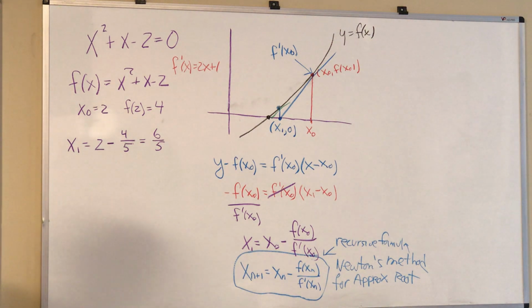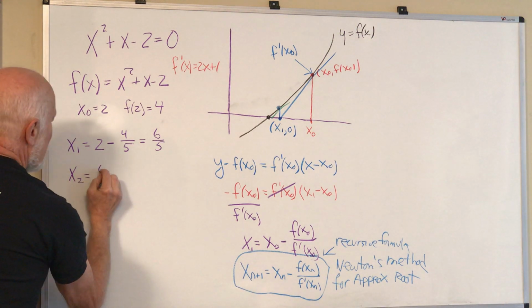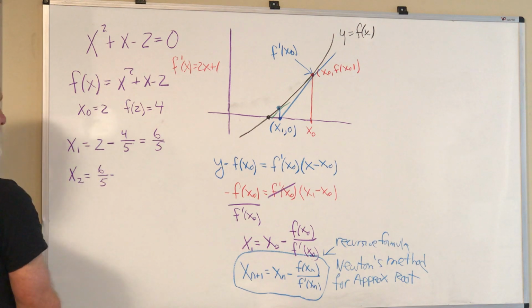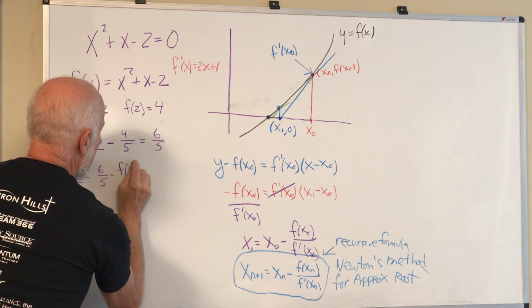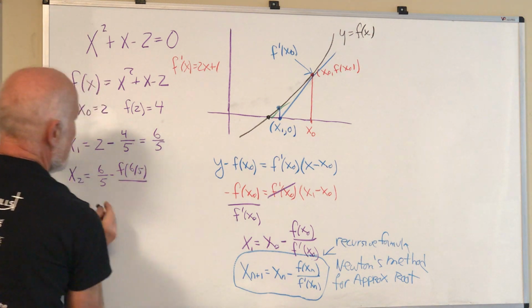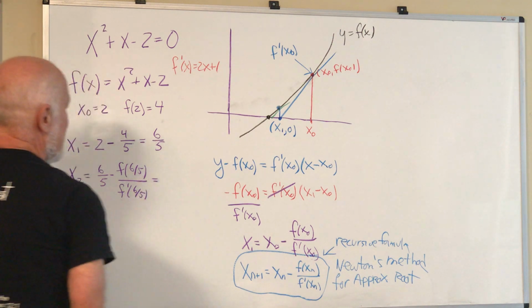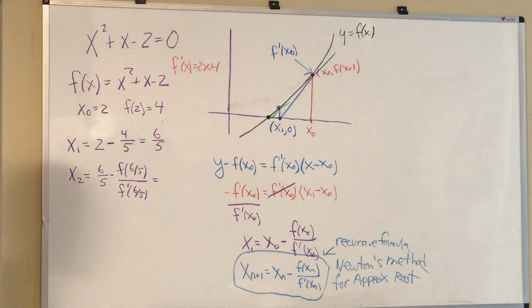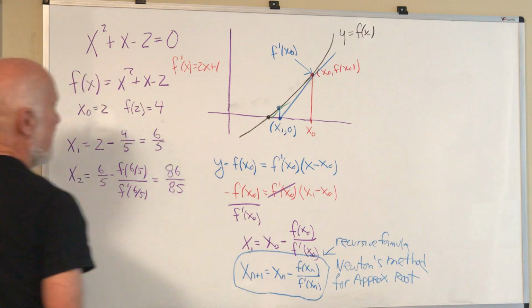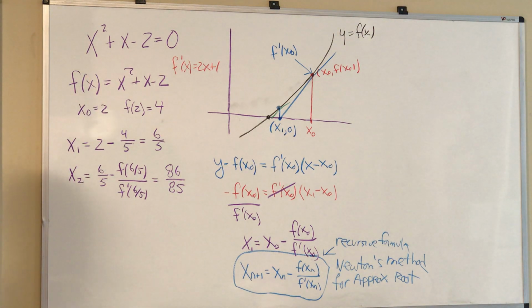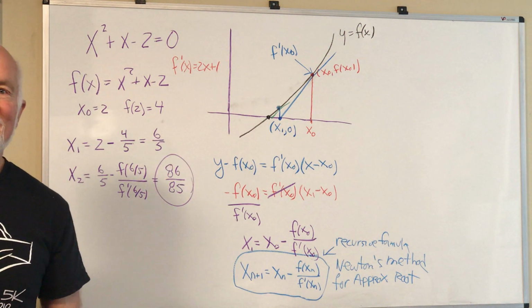And then he said, that's not quite the right answer, so he did it again. So he took 6/5 minus, and then he plugged 6/5, so he took f of 6/5, and then he divided by f prime of 6/5, and found that that was a little harder calculation, and came out with 86 over 85. And calculations were getting hard, so he said, it looks like the answer is about 1.